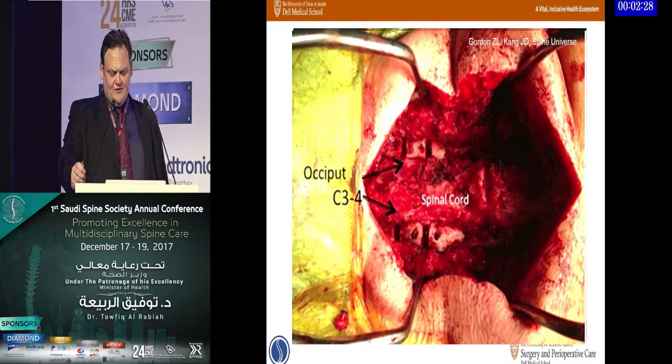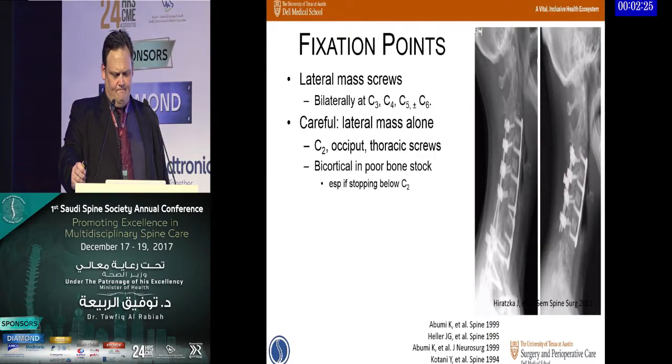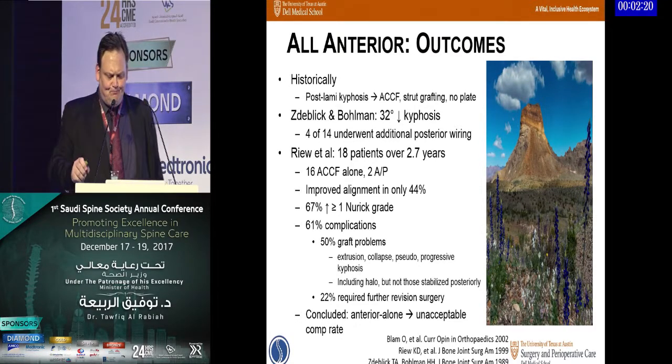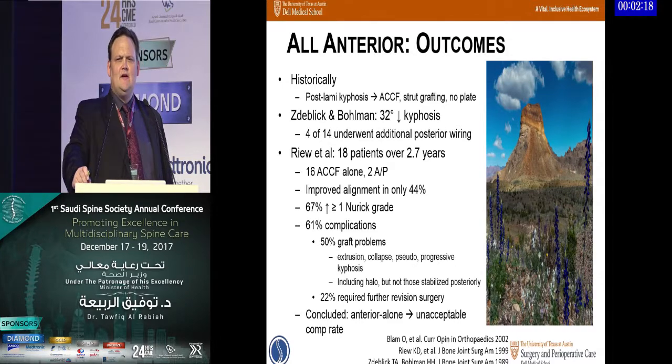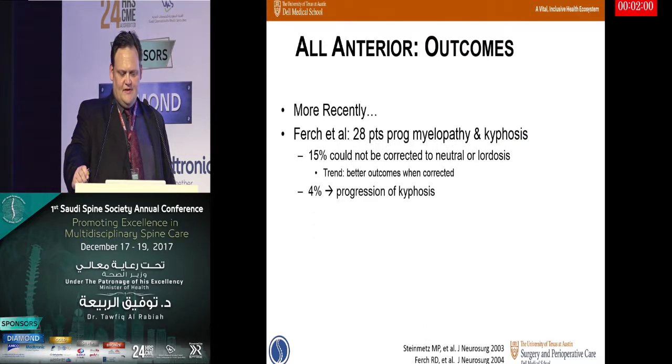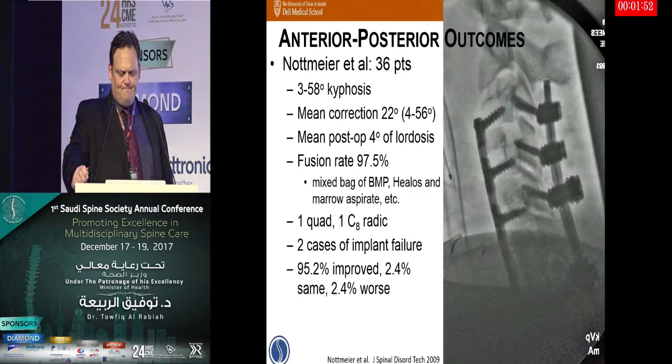Here's an example of a posterior decompression. As we look at the outcomes for these procedures, historically all anterior surgeries in this context had poor outcomes. Typically multi-level corpectomies were performed, often with strut-type grafts. And that had a number of problems, including graft extrusion and failure to maintain alignment. As time's gone on, newer studies have shown significantly better correction and maintenance of that correction with modern segmental fixation and typically a multi-level ACDF type approach.